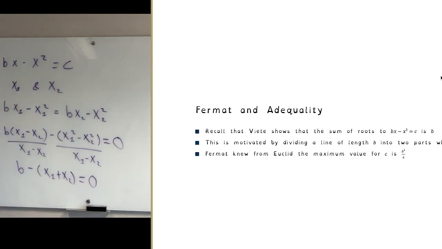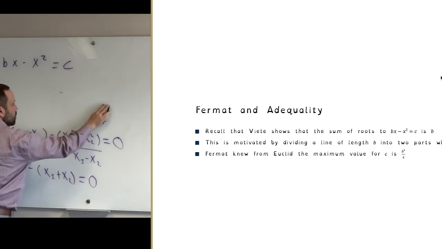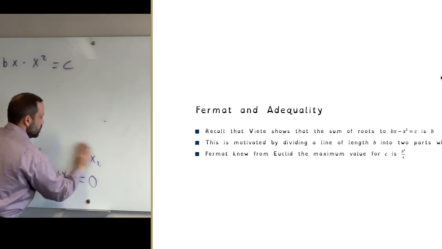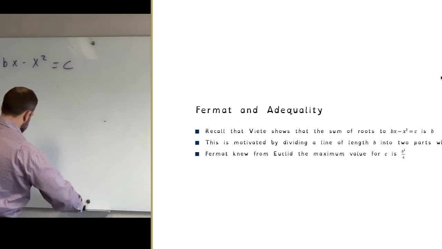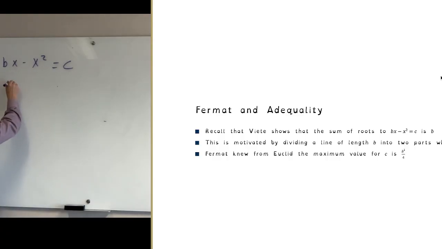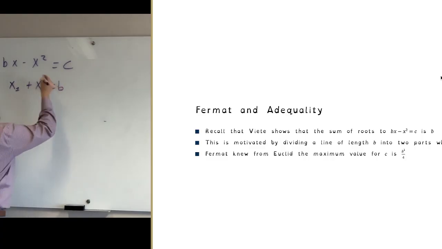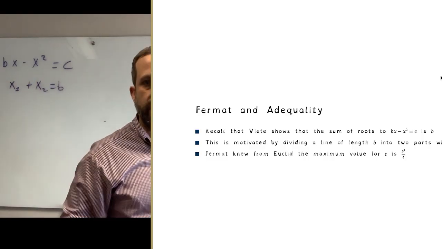So in other words, what it says is that if you have two solutions to this equation, x1 and x2, then x1 plus x2 is equal to b. Let me just record that information up here: x1 plus x2 is equal to b.